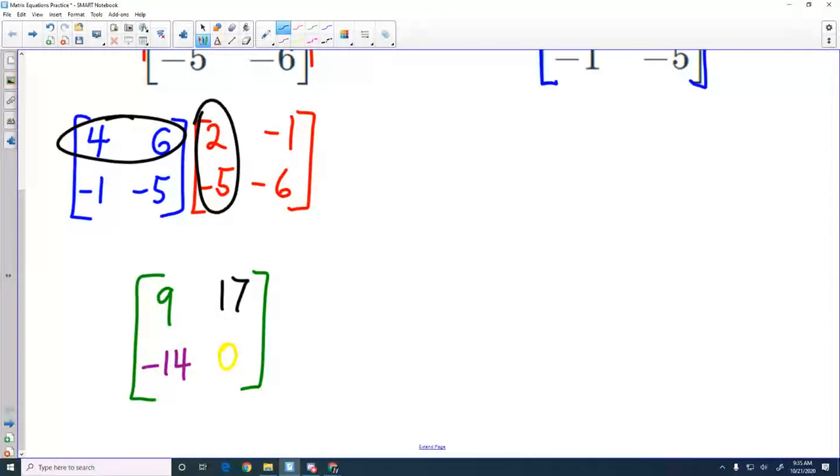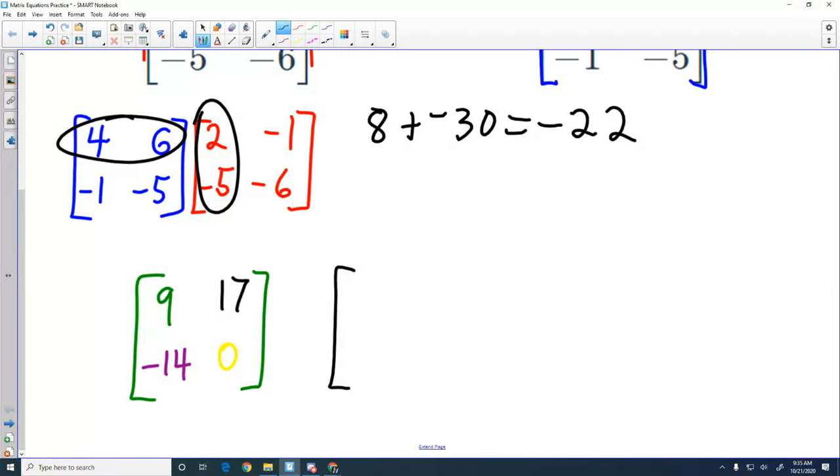Starting off by multiplying 4 times 2 to get 8. We're going to add 6 times -5. It gives us a -30. Add those up to get -22. So now, with this matrix, our first element is -22. So we can already see that this is definitely going to be a different product. It's a different matrix, different solution.